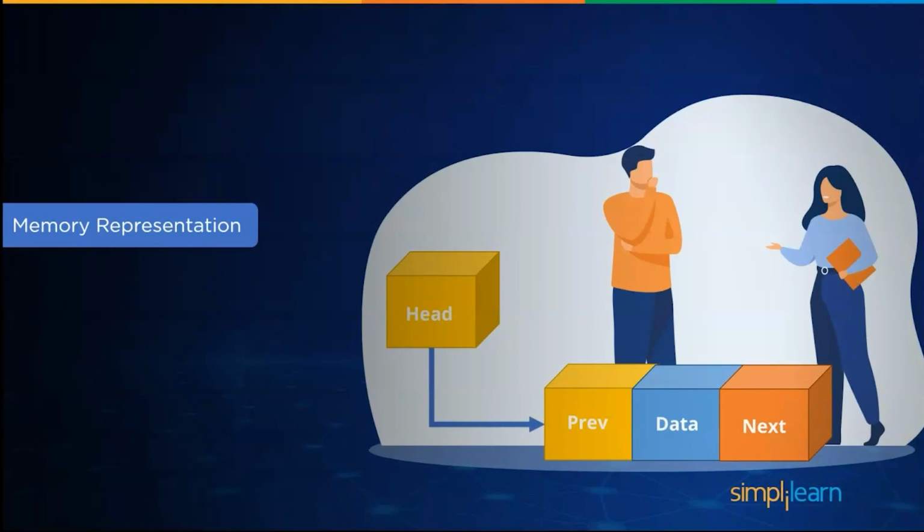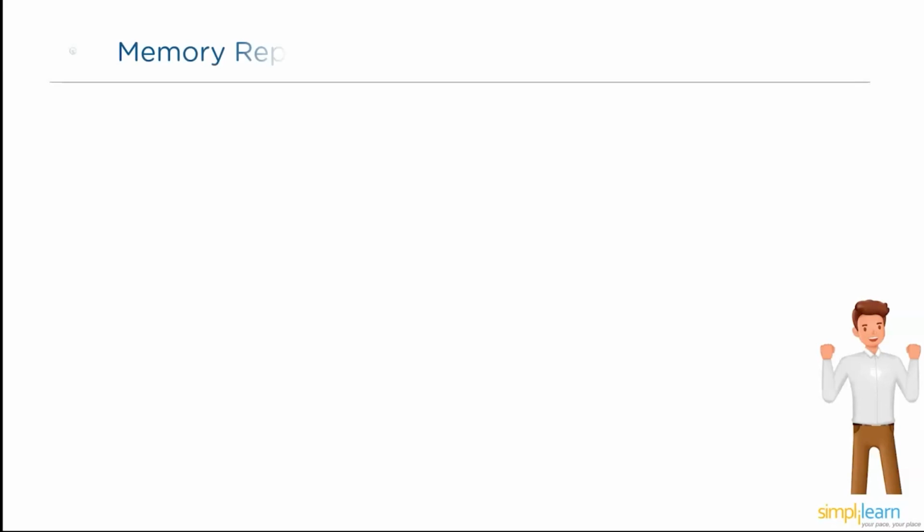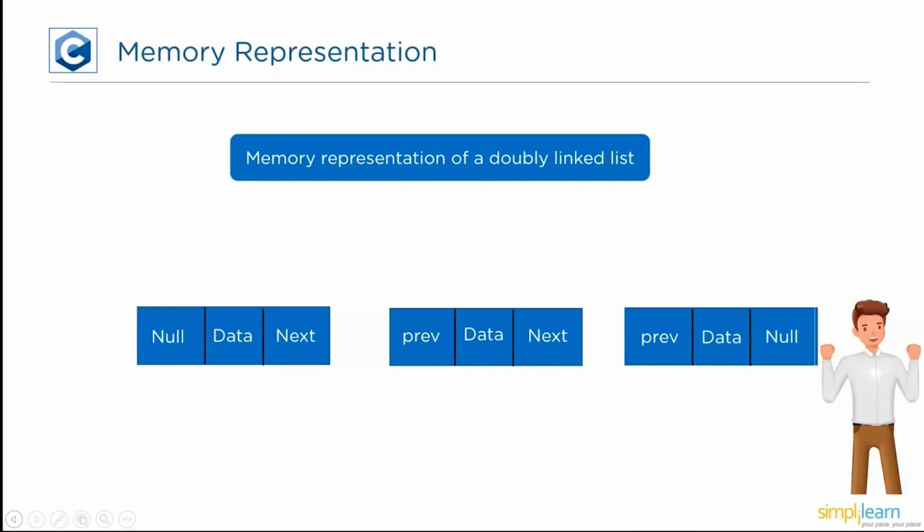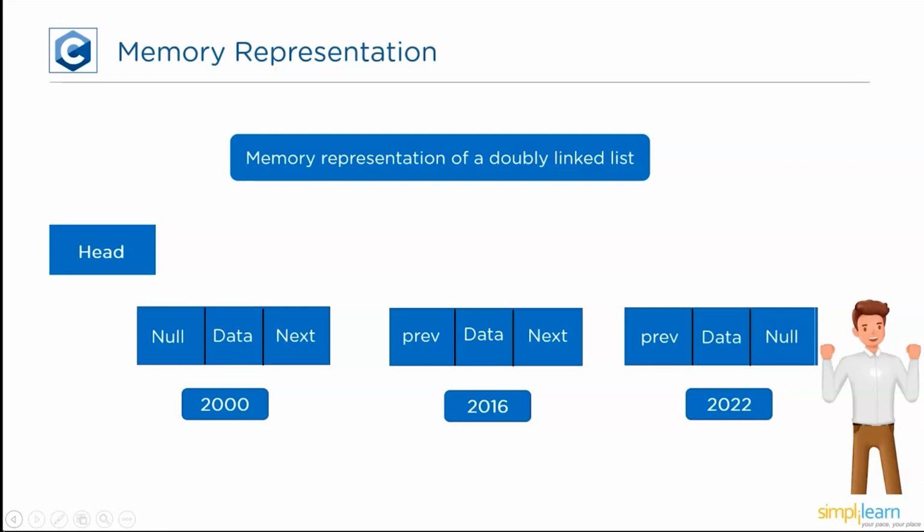Moving ahead, let's have a look at the doubly linked list memory representation. Let's consider one example and understand the representation of a doubly linked list. So, consider three elements to be inserted into the list, where each node consists of data part and address part of previous and next node, and it is stored at some address 2000, 2016, and 2022. The address of the first node is stored in the special node called head node. As I discussed before, the first node's previous is pointing to null because there are no nodes before it. And the last node's next is pointing to the null because there are no nodes after it.